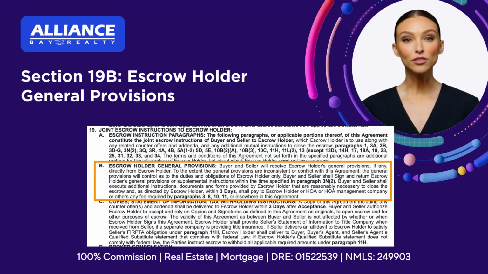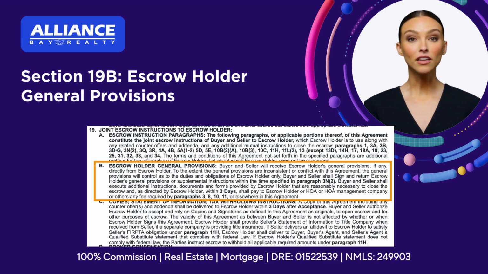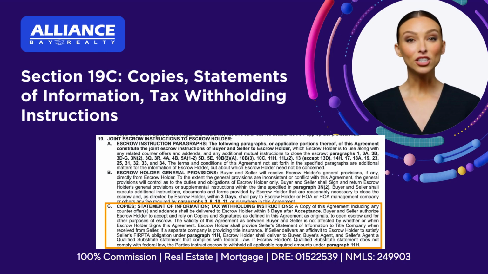Always read escrow's general provisions. If you see a conflict with the RPA or your addenda, talk to escrow and your broker immediately. By default, the RPA wins. Section 19C, Copies, Statement of Information, Tax Withholding. 1. Copy of the agreement to escrow: a copy of the fully executed RPA and any counteroffers/addenda must be delivered to escrow within 3 days after acceptance.